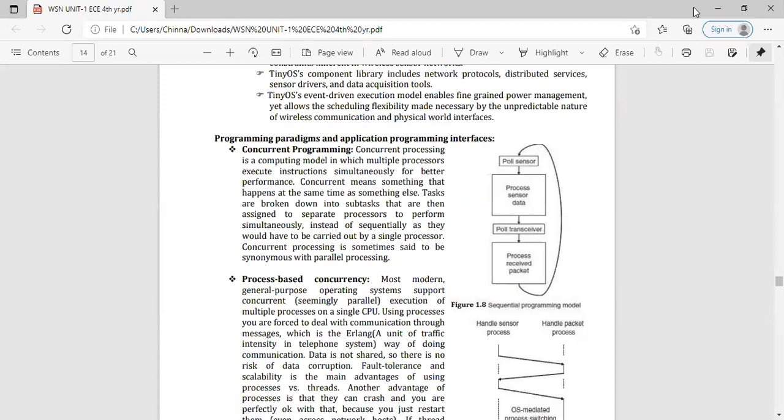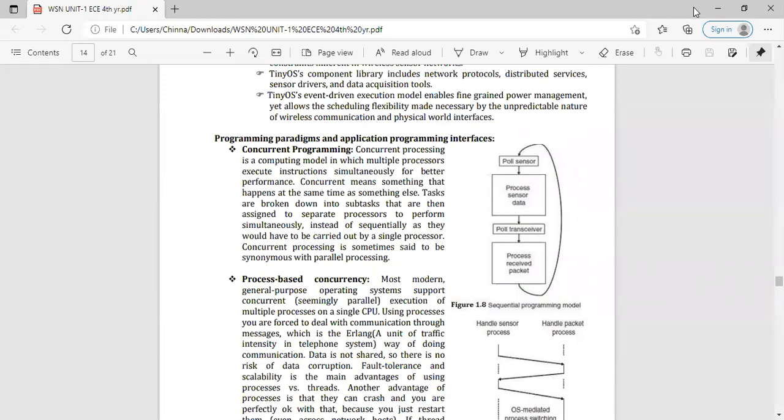So how do they function simultaneously? A task will be divided into subtasks, and they will be assigned separately, instead of being carried out sequentially in a single process. Concurrent processing is sometimes said to be simultaneous with parallel processing. Whatever task is given, simultaneous parallel processing takes place.